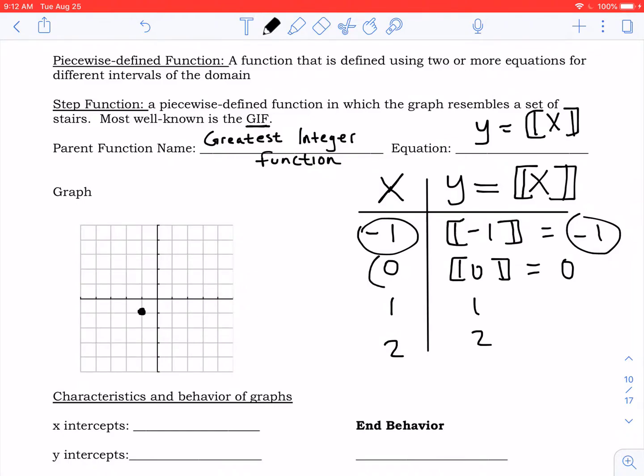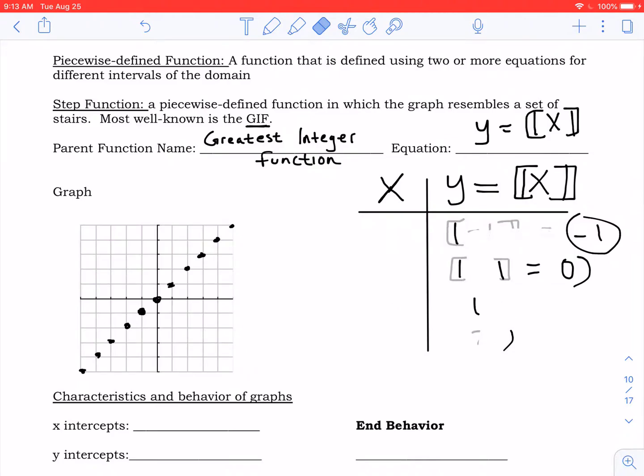When x is 0, y is 0. When x is 1, y is 1. When x is 2, y is 2. When x is 3, y is 3. When x is 4, y is 4, and so on. Same with negative numbers. Okay, the temptation would be to draw a line through that, but that is not, unfortunately, what this graph ends up looking like. But hopefully you're okay with why, at least with integers, when you plug integers into the greatest integer function, you get out the same answer.